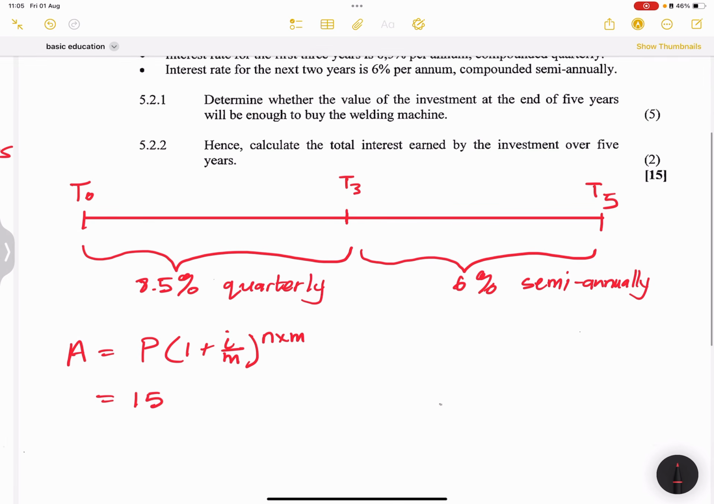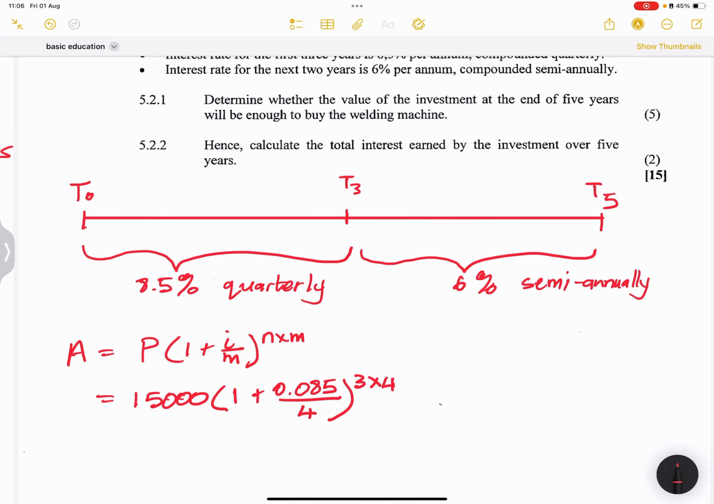Into an interest rate of 8.5. Remember, you divide that by 100, so that will be 0.085. But this is compounded quarterly, so m is 4. And how many quarters are there in 3 years? That would be 3 years multiplied by 4, so that would be 12.